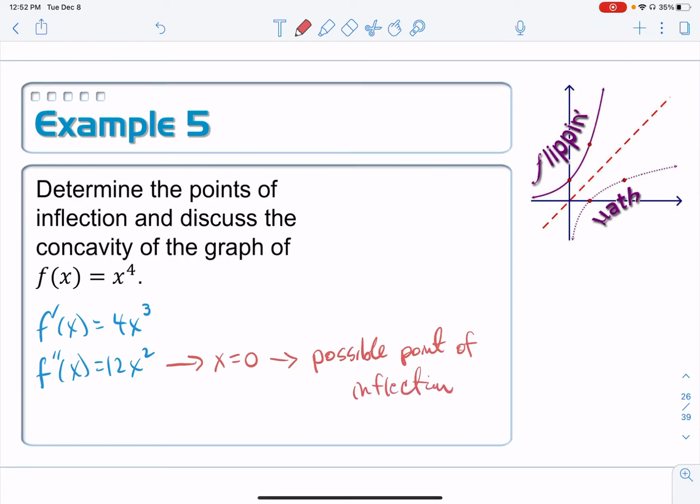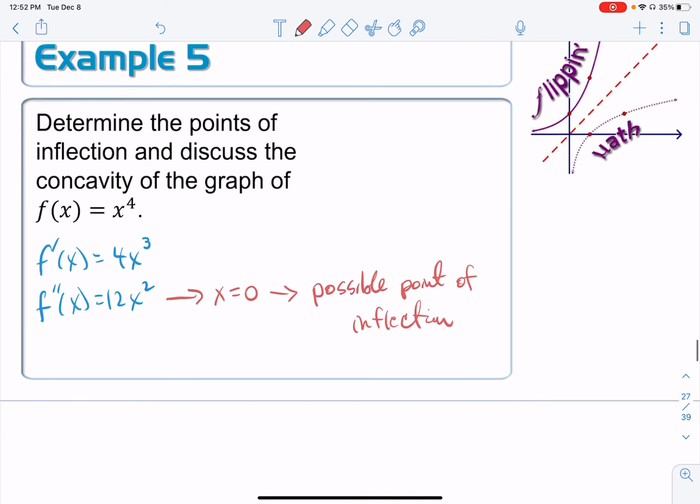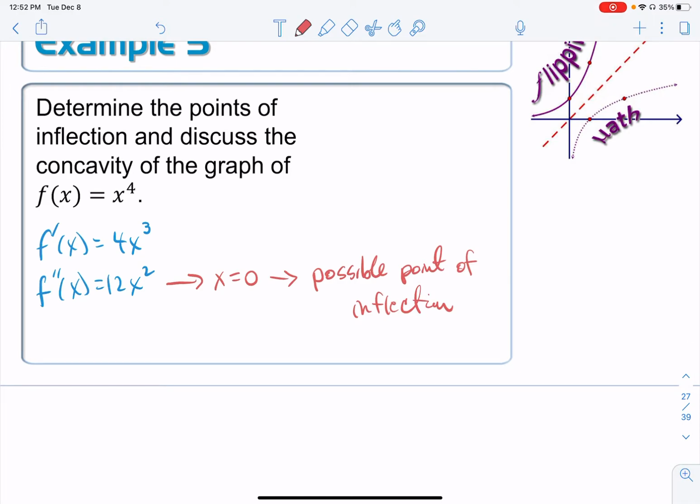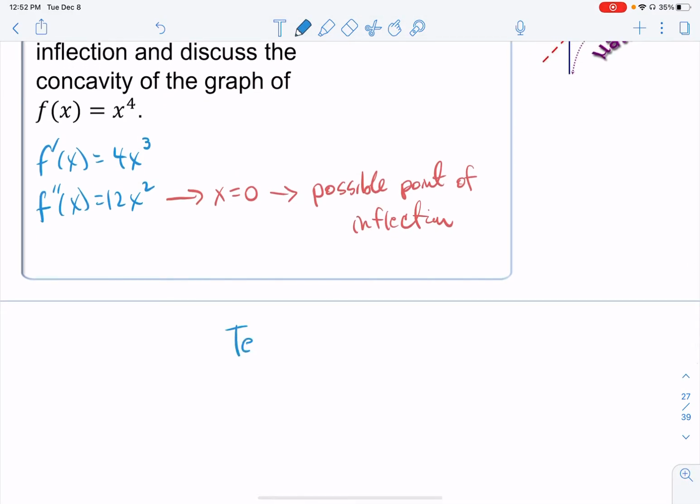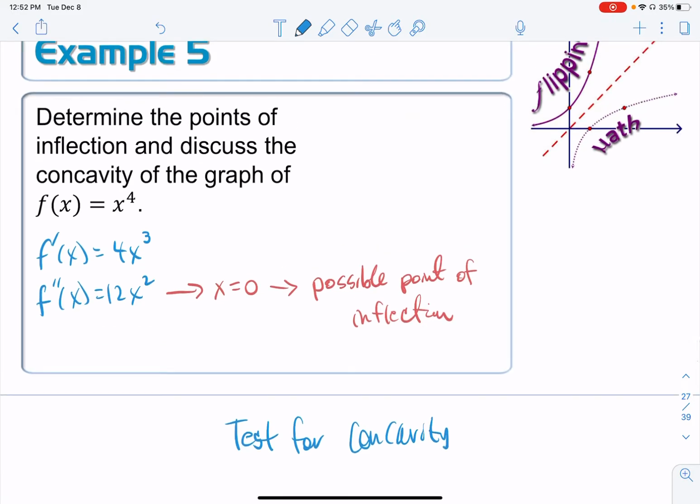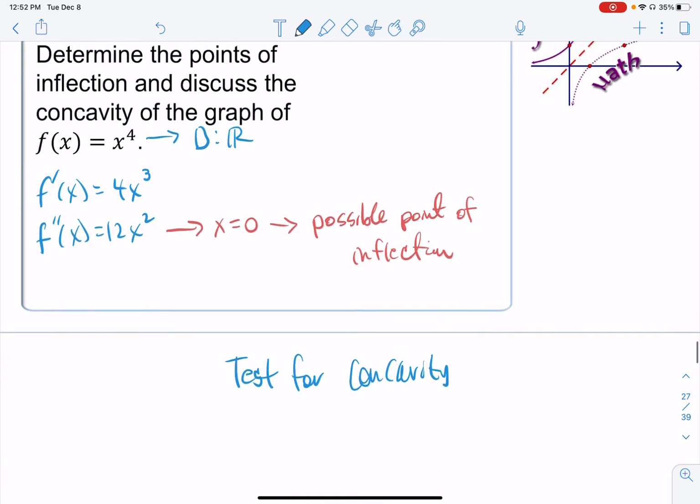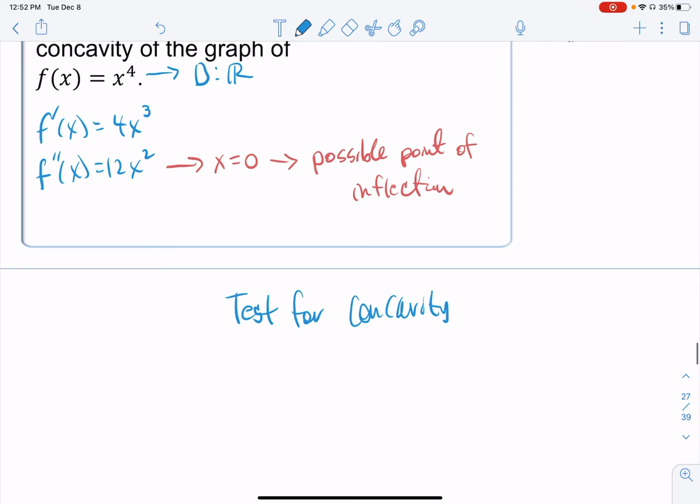In order to see if it is a point of inflection, we have to see if the second derivative changes signs. Does our graph change concavity to either side of x equals 0? In order to see, I'm going to do a test for concavity with a sign chart. Now, as far as this goes, we need some intervals. Since this is a polynomial function, its domain is all reals. So we're going to break up from negative infinity to positive infinity right there at 0.